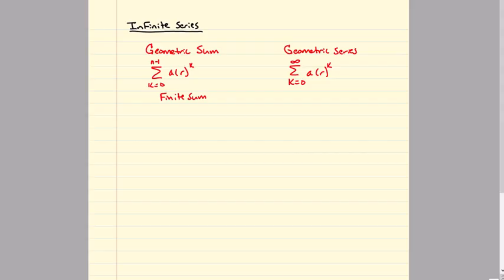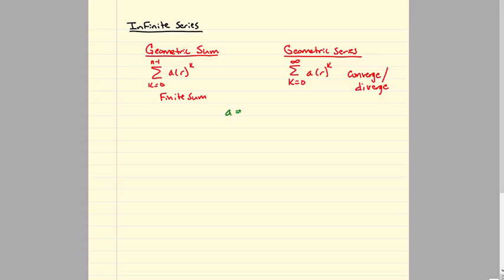Now, for the geometric series, I have a couple of options. It could converge or it could diverge. And we have rules for whether it converges or diverges. For both of these, whether we're using a geometric sum or a geometric series, I have this value of r and I have this value of a. So let's go ahead and look at those.